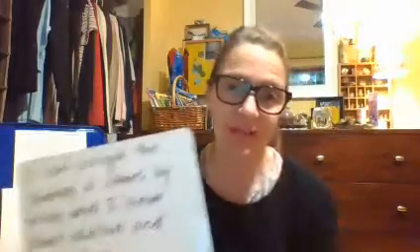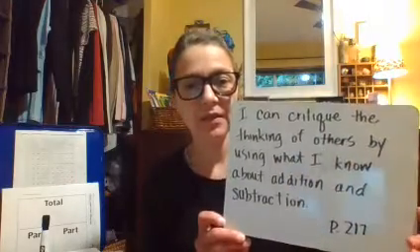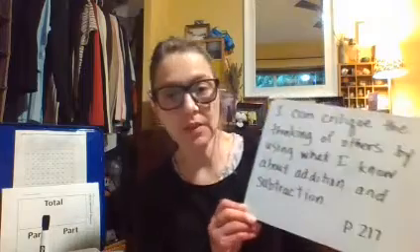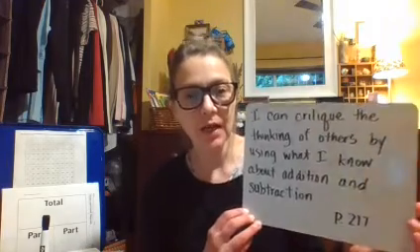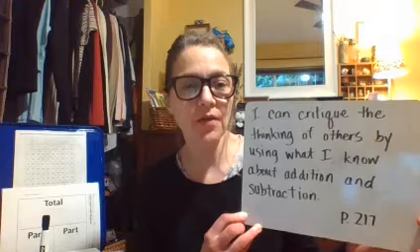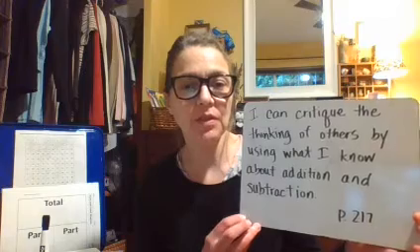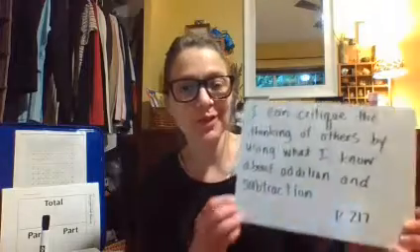Okay, let's get started. We're going to read the I can statement first, and I wrote it for you here, or you can follow along at the top of page 217 in your workbook. Okay, I can critique the thinking of others by using what I know about addition and subtraction. Okay, one more time. I can critique the thinking of others by using what I know about addition and subtraction. Once again, the P stands for page, and it's page 217, just like I used to write up on the board.